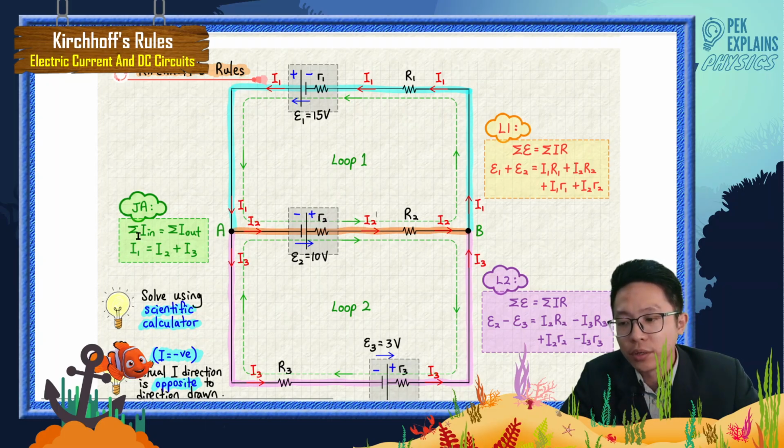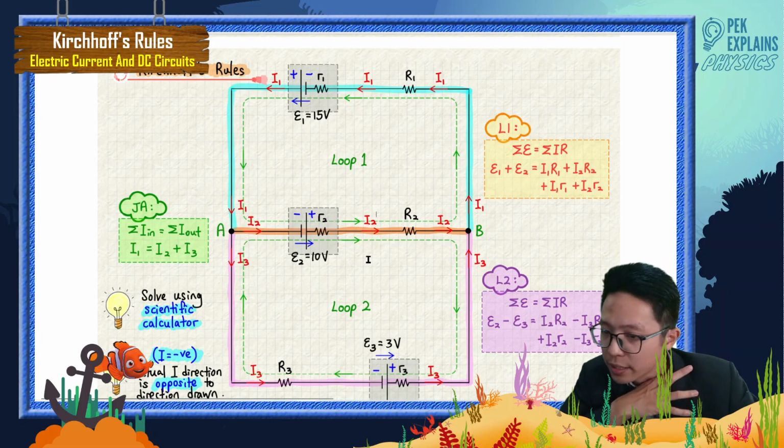Junction A, what's the current going in? Current going in is I1 only. And what's the current going out? It is I2 and I3, so I2 plus I3. So I1 equals I2 plus I3. So I got one equation.